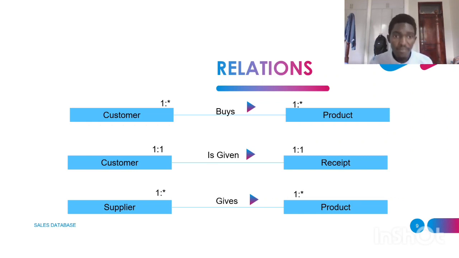So we have the same understanding for the multiplicity of the customer and the receipts, where we say that each customer is given one receipt. We do not expect a customer to be given more receipts. So for every purchase, they receive a single receipt, and that receipt is also given to one customer. A receipt is not given to many customers.